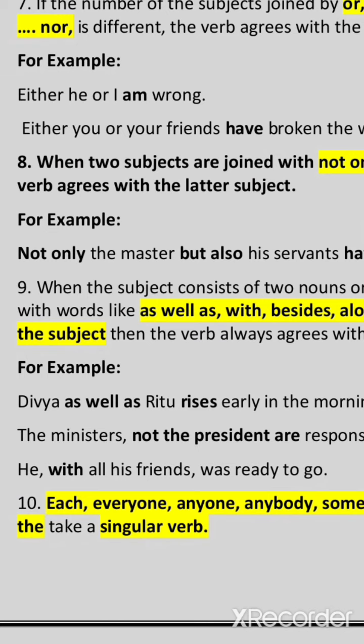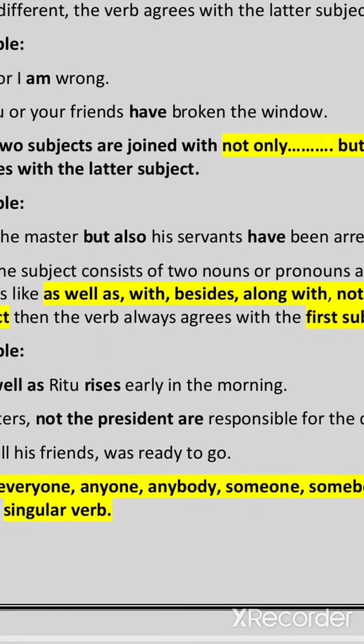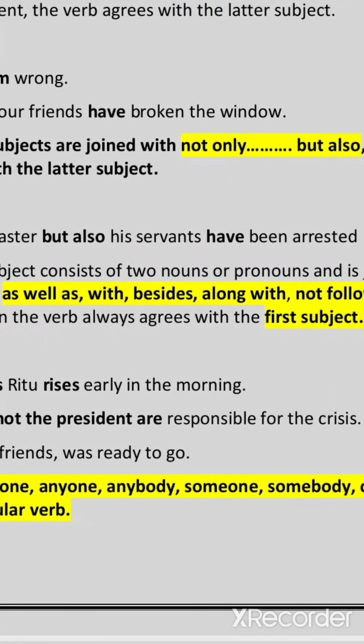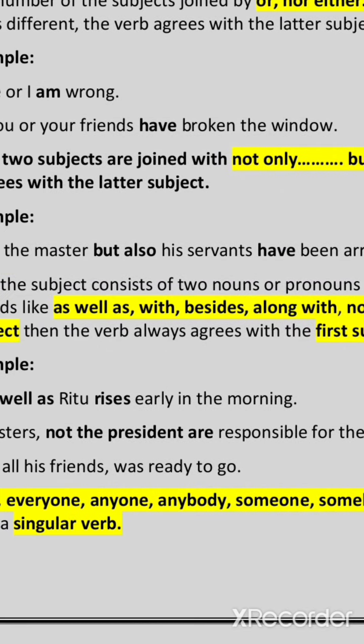Now here in this sentence, when the subject consists of two nouns, and they are joined by certain words like as well as, with, along with, besides, with these words two subjects are joined, then the verb will agree with the first subject, that is, the subject which came first.